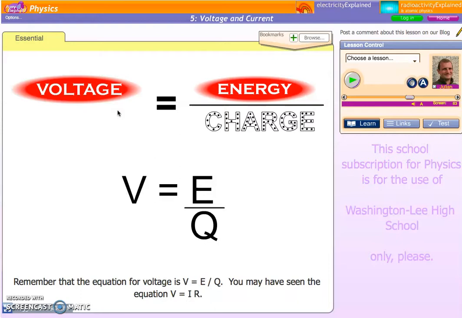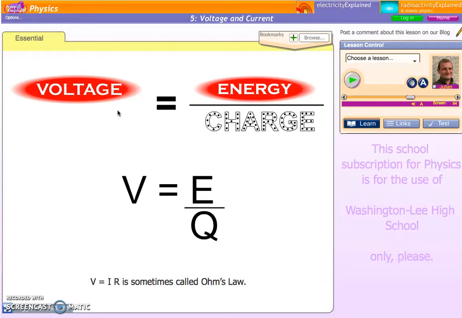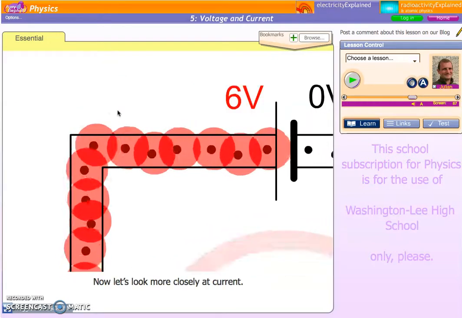Remember that the equation for voltage is V equals E over Q. You may have seen the equation V equals IR. V equals IR is sometimes called Ohm's law. Though it has voltage in it, it doesn't tell you what voltage is really about. You can see V equals IR used in the lesson on resistance. We'll get there. Now let's look more closely at current.